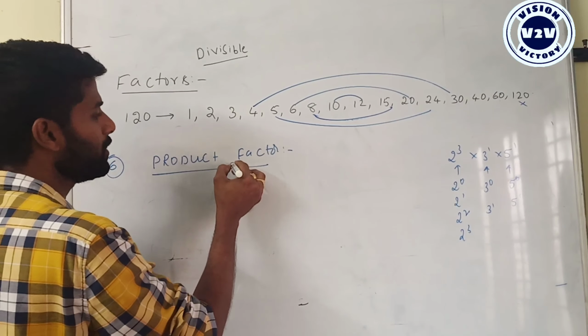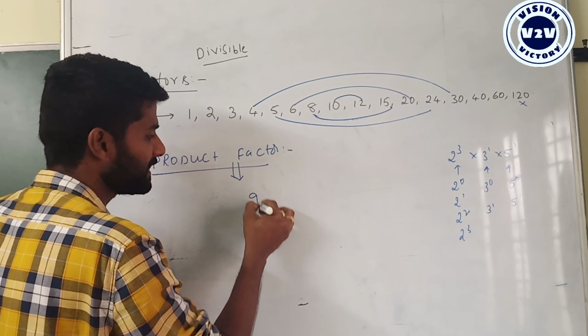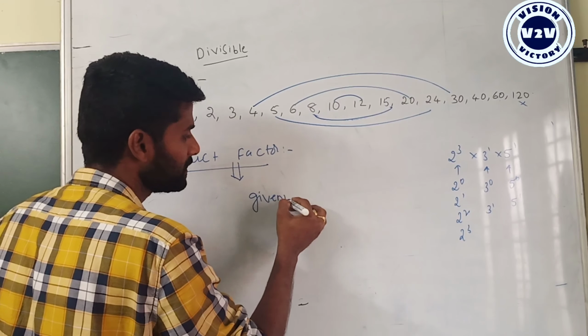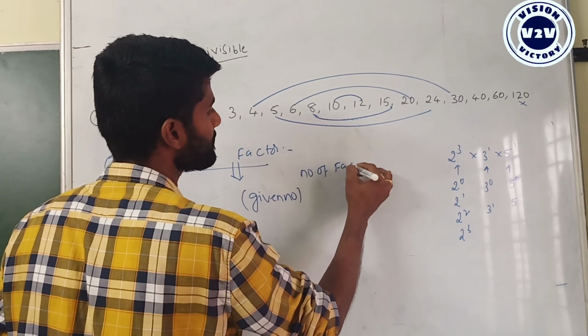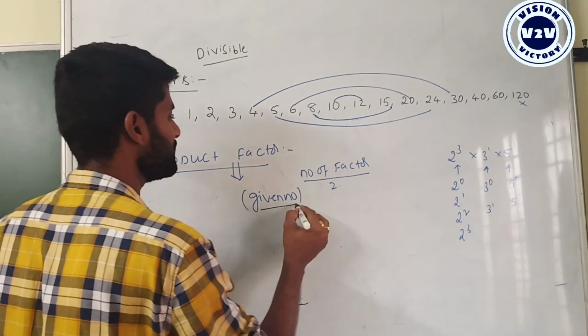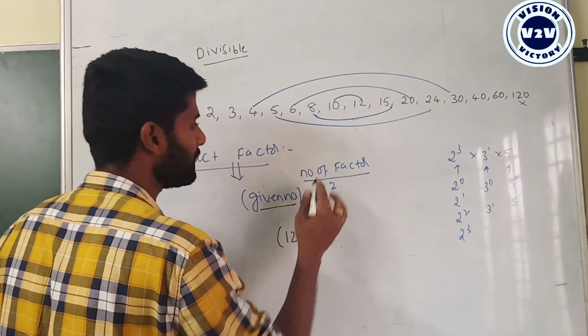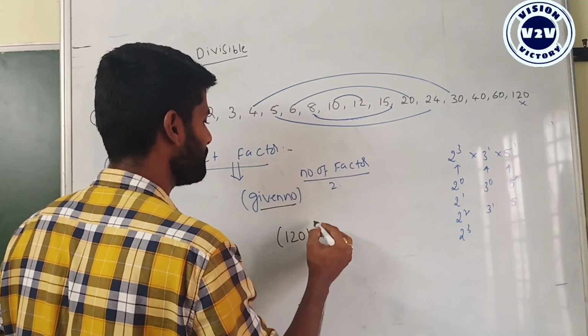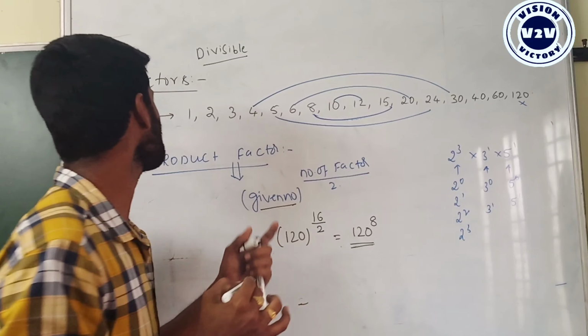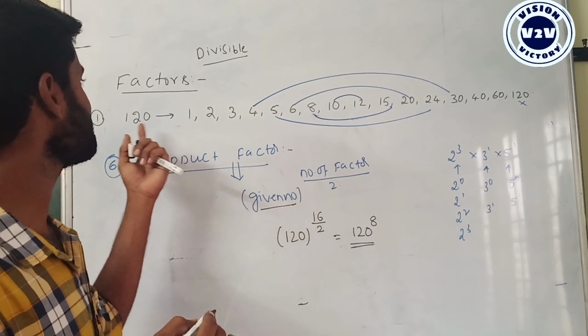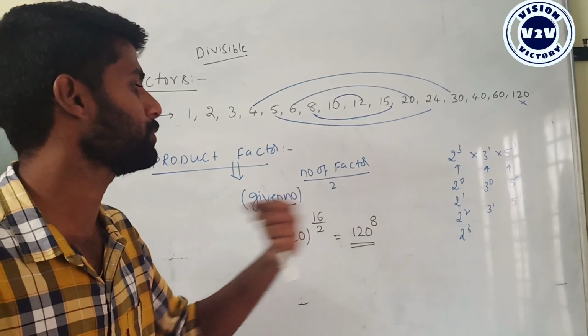That's why simply, the formula for the product of factors is the given number whole power the number of factors divided by 2. This is the formula for the product of factors for 120. See, what is the given number here? 120 whole power. The number of factors we already calculated. The number of factors is 16, divided by 2. We get the answer 120 power 8. So the product of factors for 120 is equal to 120 whole power 8.